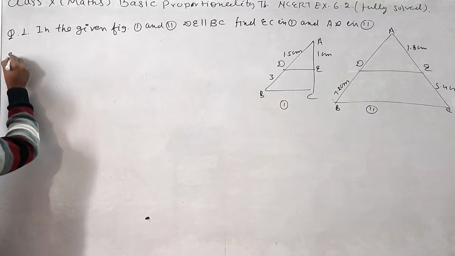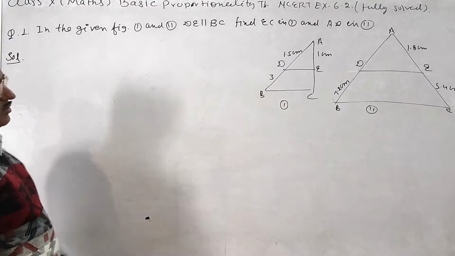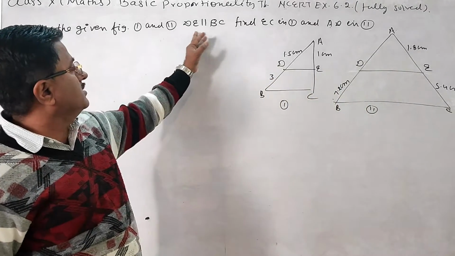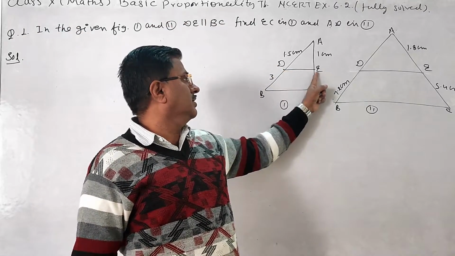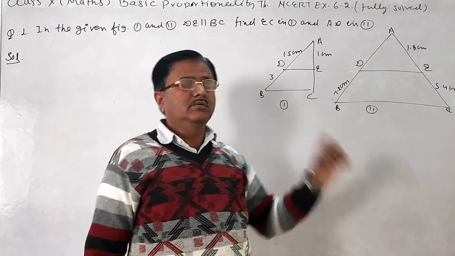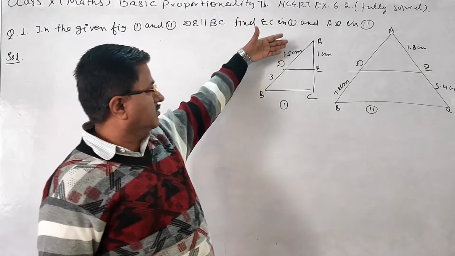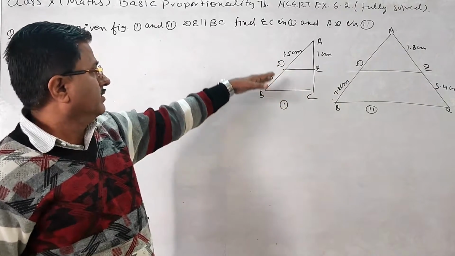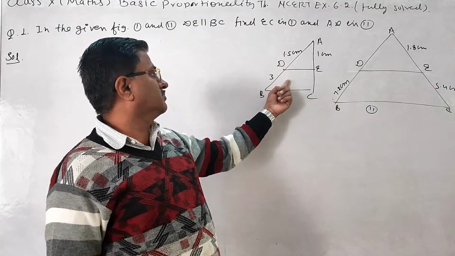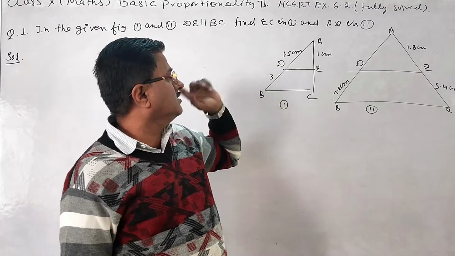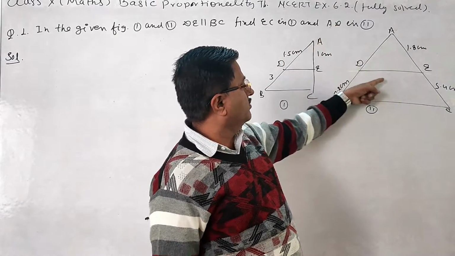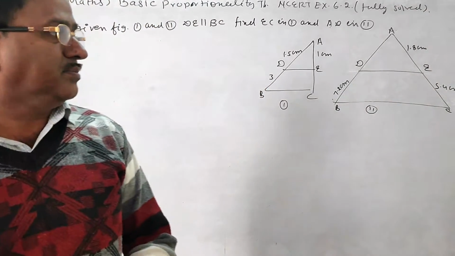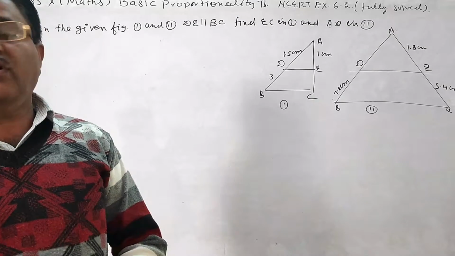So here, what does the question say? In the given figure there are two figures, triangles in 1 and 2. DE is parallel to BC in both triangles. We are also given the measurement of some sides, and you have to find EC in the first problem. You have to find the length of BC, and in the second you have to find AD. By using the basic proportionality theorem, we can find these values.